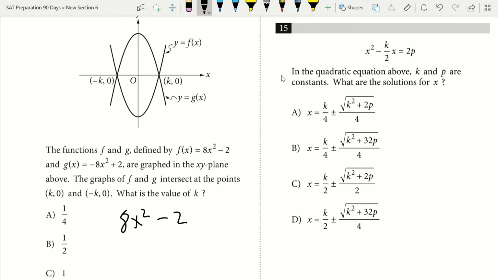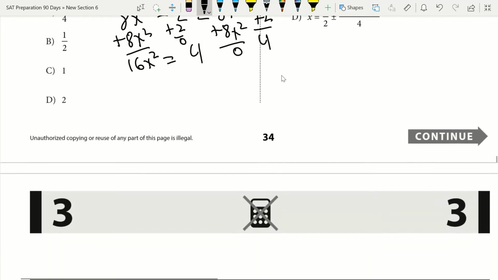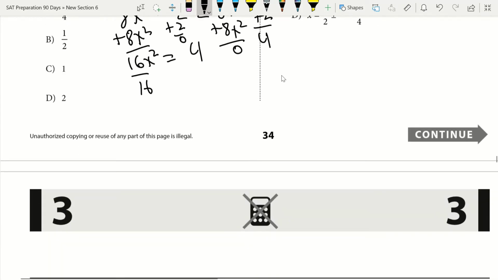All right, we set them equal to each other. We've got 8x squared minus 2 is equal to negative 8x squared plus 2. We go ahead and add 8x squared to each side to keep our coefficient in front of x positive. We see that we're going to have 16x squared, and then we have to add 2 to each side to set it equal to a number. 2 plus 2 gives me 4, so I have 16x squared equals 4. I'm going to divide each side by 16 then. 4 over 16 I know is equal to 1/4, so now I have x squared equals 1/4.